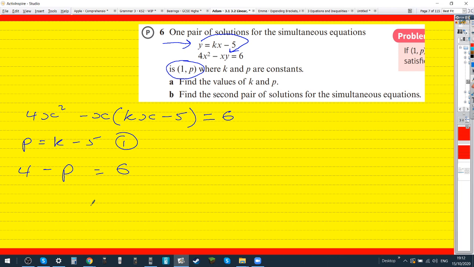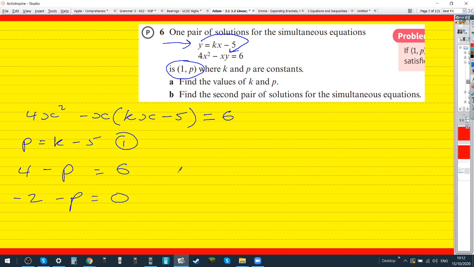Could you minus 6 on both sides? Yeah, that works. Minus 6. So it'd be minus 2 minus p equals 0. Yep.